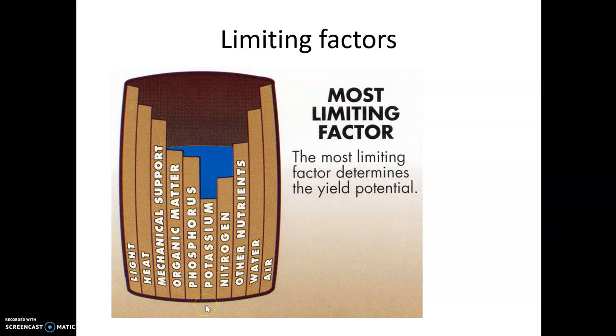So if there is not enough potassium for a plant to grow, for instance, then it doesn't really matter that there's a lot of phosphorus, or there's sufficient heat and a lot of light and a lot of other things, because if it runs out of potassium, then it can't grow, then it can't sustain a larger population. So there is always one factor that will be the most limiting factor and would determine the size of the population.